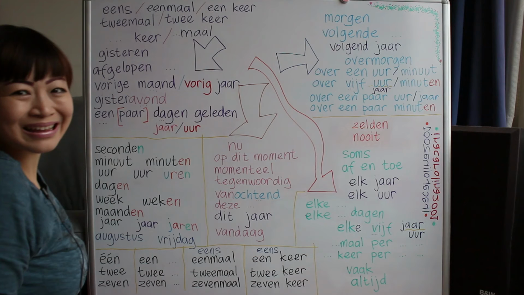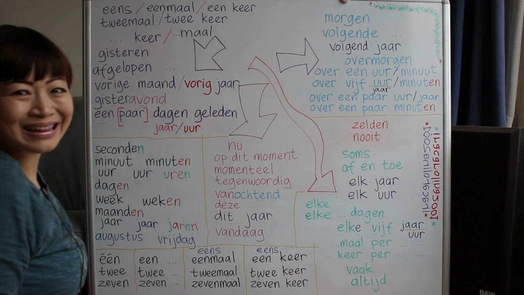Often, vaak, always, altijd. Seldom or rarely, zelden, never, nooit. Now we will go to the past first, or the previous time, already happened.